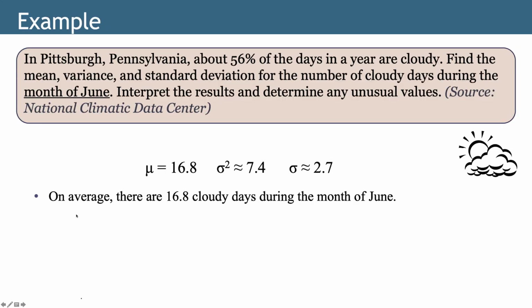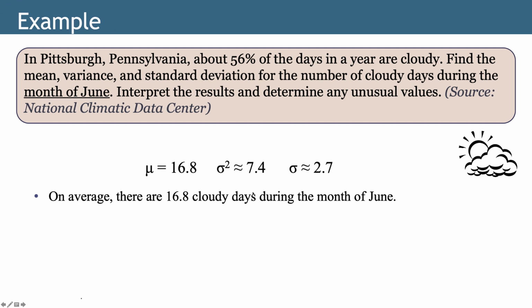All right. So one last example here. Pittsburgh, Pennsylvania. About 56% of the days in a year are cloudy. Find the mean, variance, and standard deviation for the number of cloudy days during the month of June. And then let's interpret this and see if there's any unusual values. So n times p, by the way, in June there are 30 days. So you would take 0.56 times 30. That would say, hey, roughly 16.8 cloudy days on average.